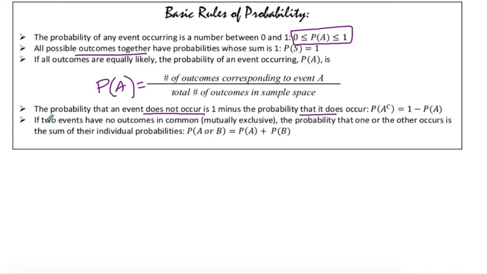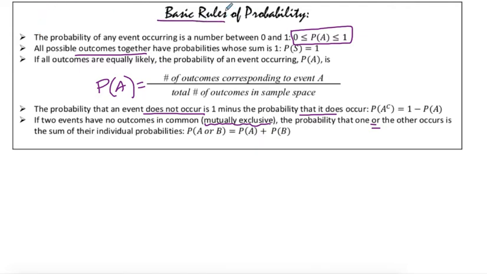Our last basic one says if 2 events have no outcomes in common, that's our definition of mutually exclusive, then the probability that one occurs or the other occurs is the sum of their individual probabilities. The probability of A or B is the probability of A plus the probability of B. All right, so these are the basic rules.